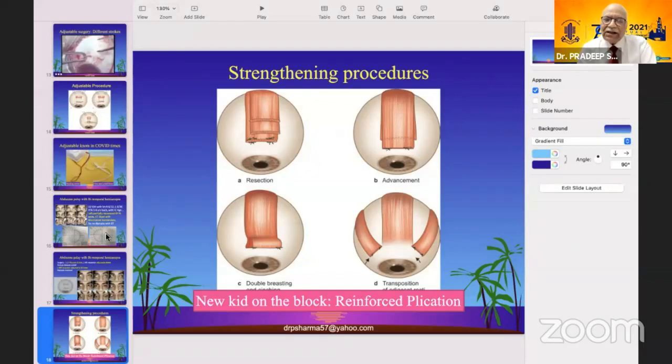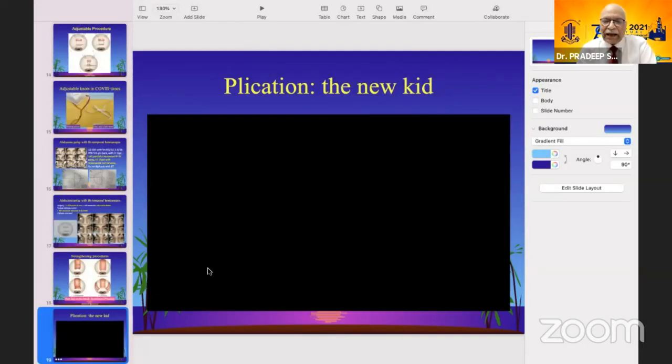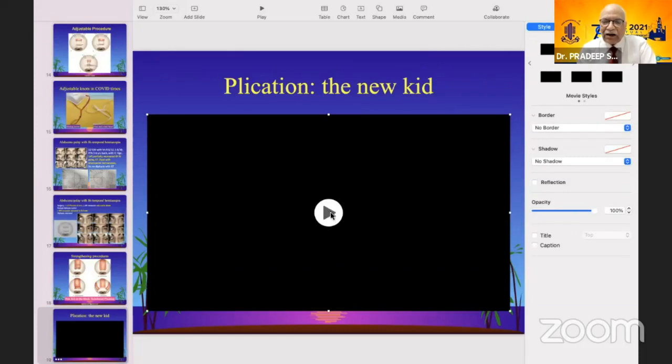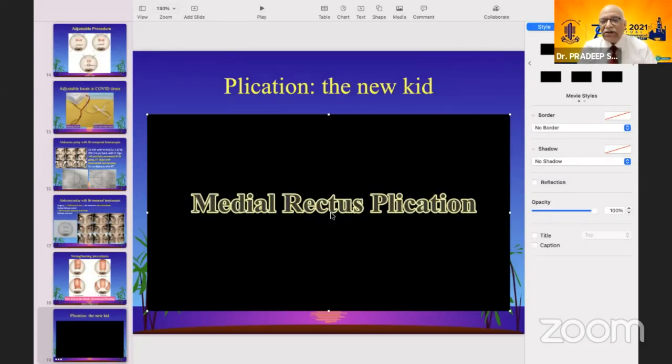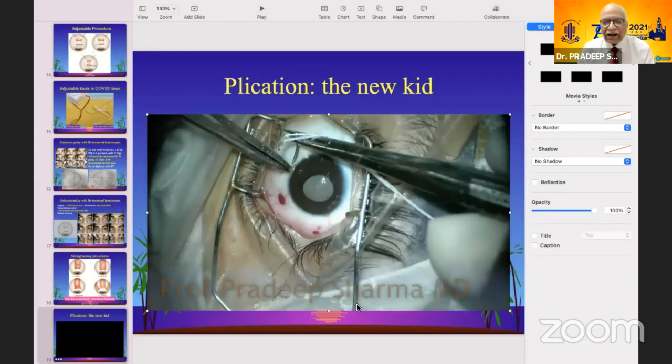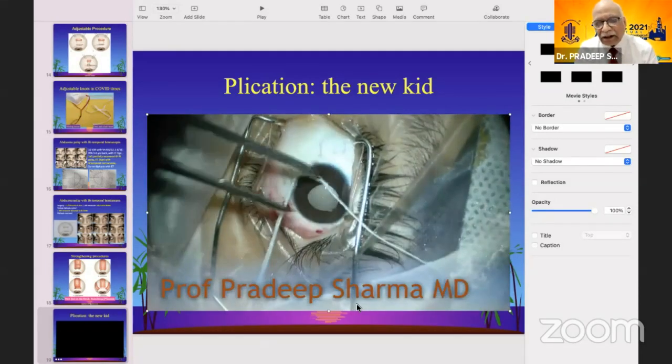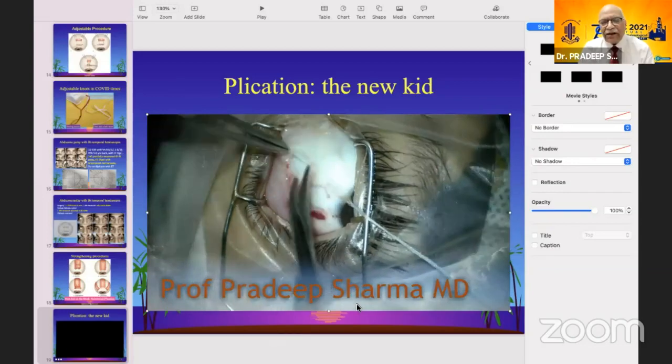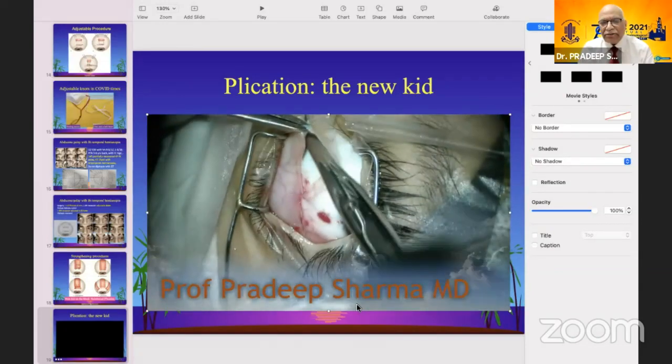For strengthening procedures, resection is the technique mostly used, but nowadays I think plication is replacing it for us most of the time, particularly for the medial rectus. Most of you may have seen this video on YouTube, and it's a very simple procedure which can be done.